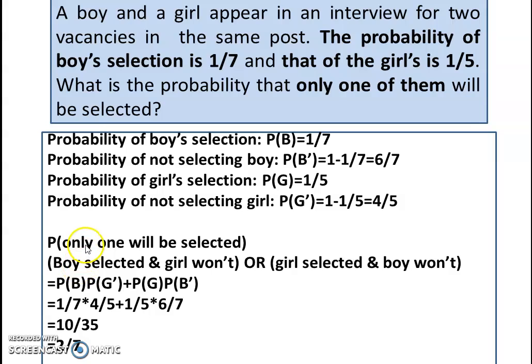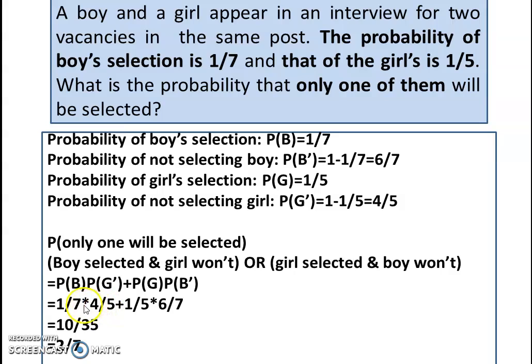Now we need to find only one will be selected. So we have two cases. In first case, boy will be selected and girl will not be selected, or girl will be selected and boy will not be selected, right? So here probability of selection of boy is 1 upon 7 and probability of not selecting girl is 4 upon 5.